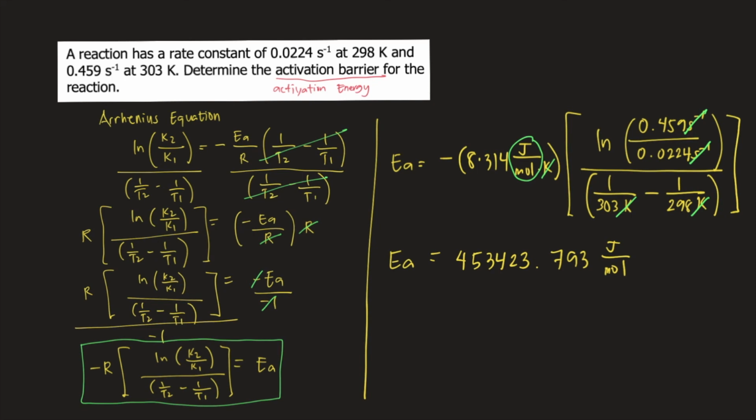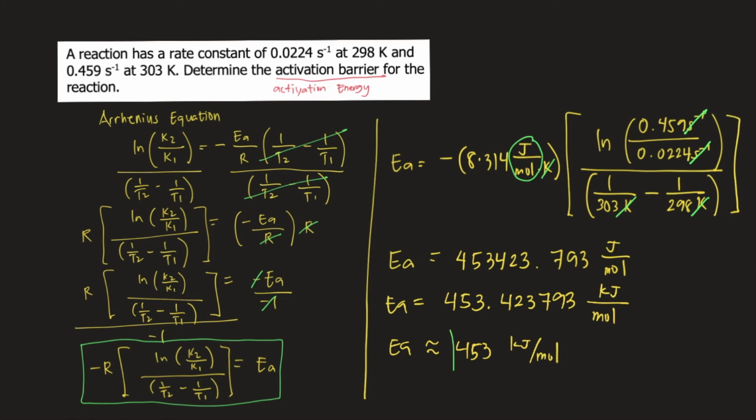So one way to conveniently express your answer is to have the units kilojoules per mole. In order to convert joules per mole to kilojoules per mole, you just divide your answer by 1,000. So this would be equal to 453.423793 kilojoules per mole, or approximately 453 kilojoules per mole. So this will be your answer to the question.